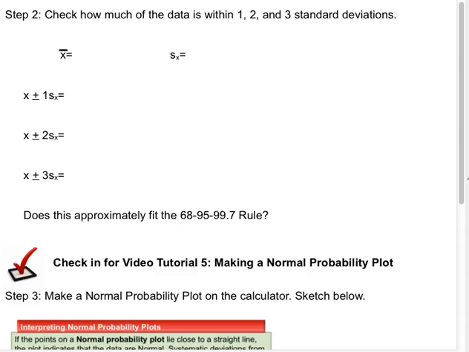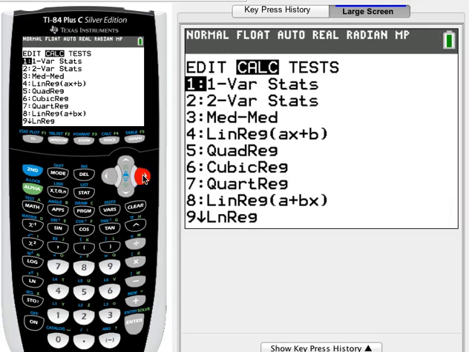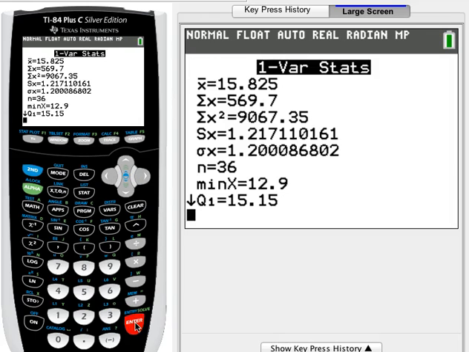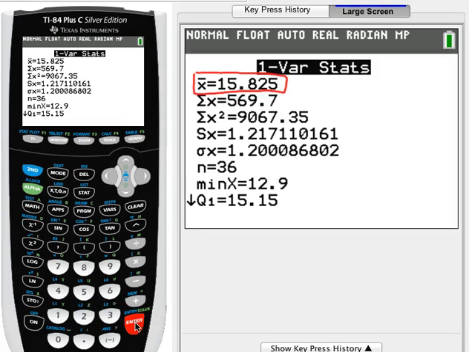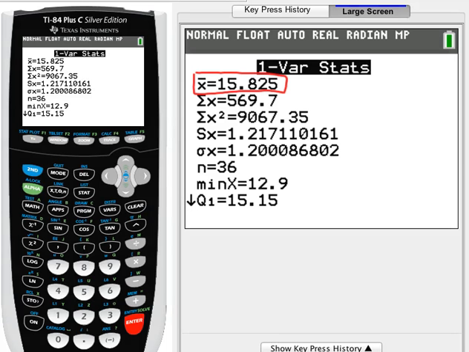Now to do this, we obviously have to know the mean and we have to know the standard deviation. Now, the cool thing is, with all this data in the calculator, we actually can already find that information. If we just go into stat and do one variable stat, that's exactly where we can go to get this information, okay? So, our mean is 15.825. And our standard deviation is about 1.217.